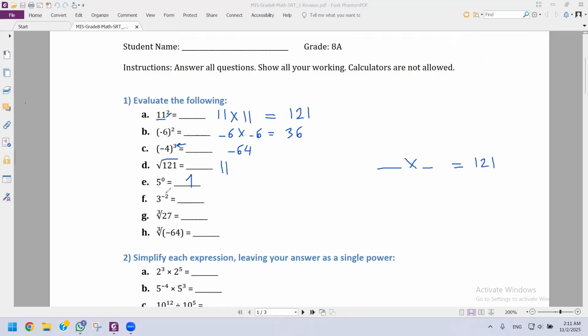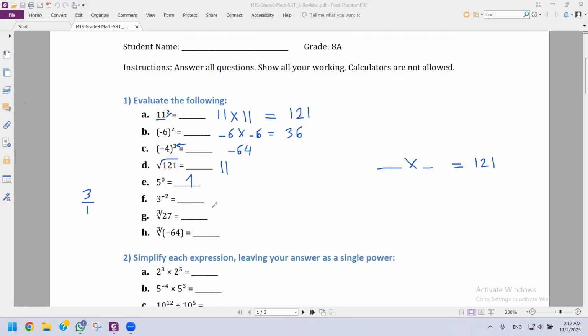Now 3 to the power of minus 2. Now we don't like to have a negative power. So what do I do in this case? I have to flip to make it positive. But how can I flip if it is not a fraction? You know that 3, if I need to make it a fraction, I will write it as a 3 over 1.